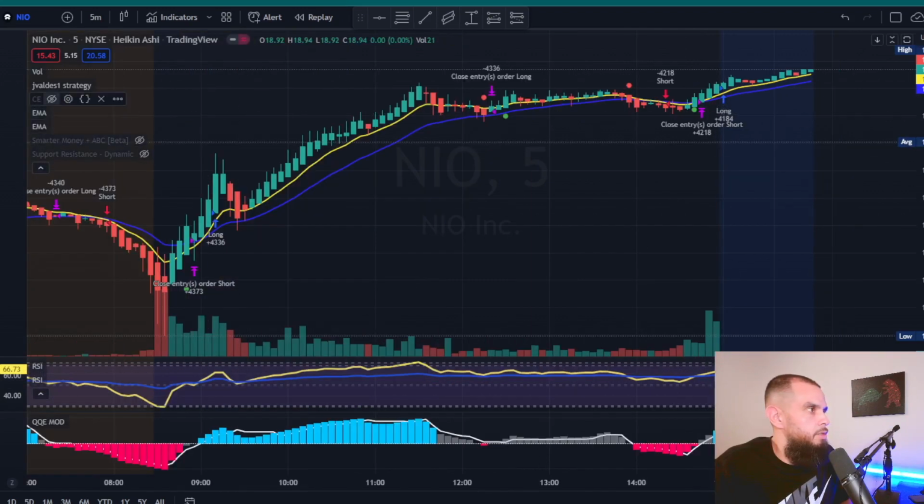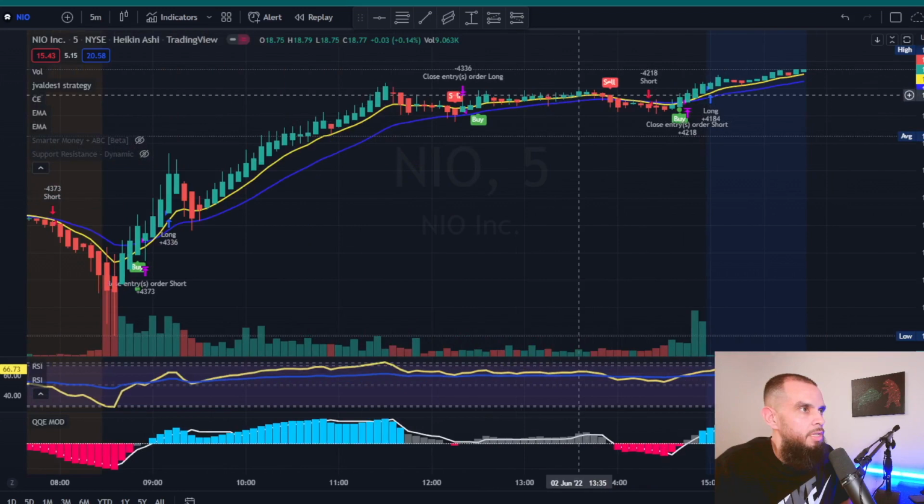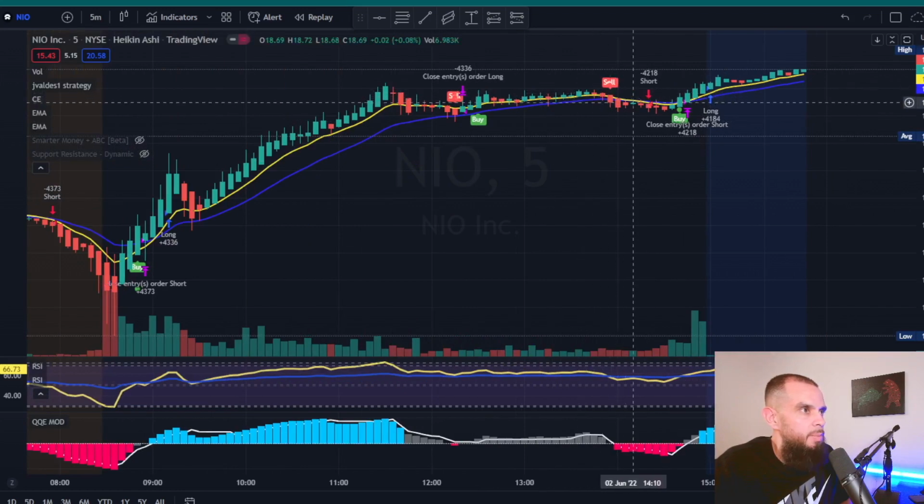And let's turn on the chandelier exit. So I also use the chandelier exit. So here, it kind of sells on the chandelier exit. So that's why it sold here. And then here, the chandelier to short came on. And then there was a crossover and it was red.